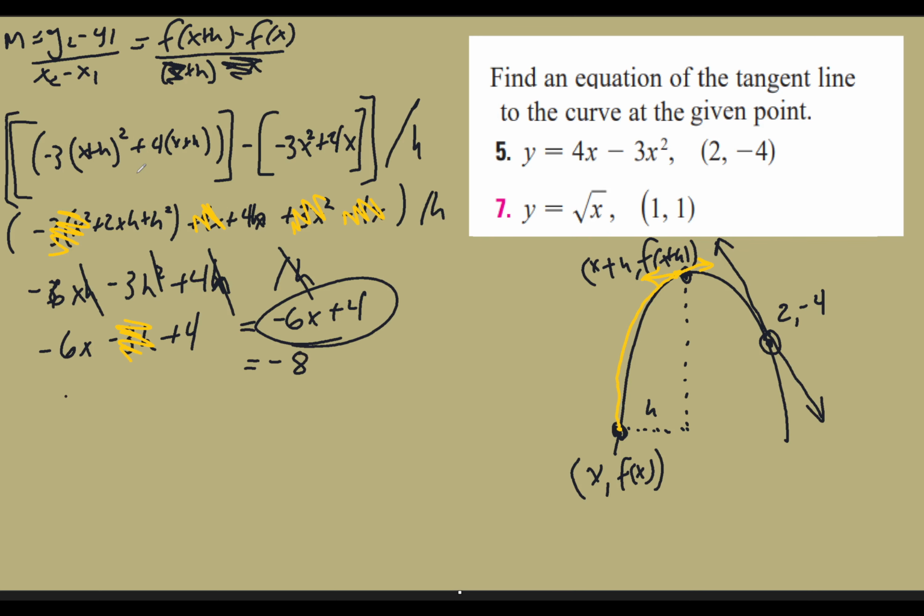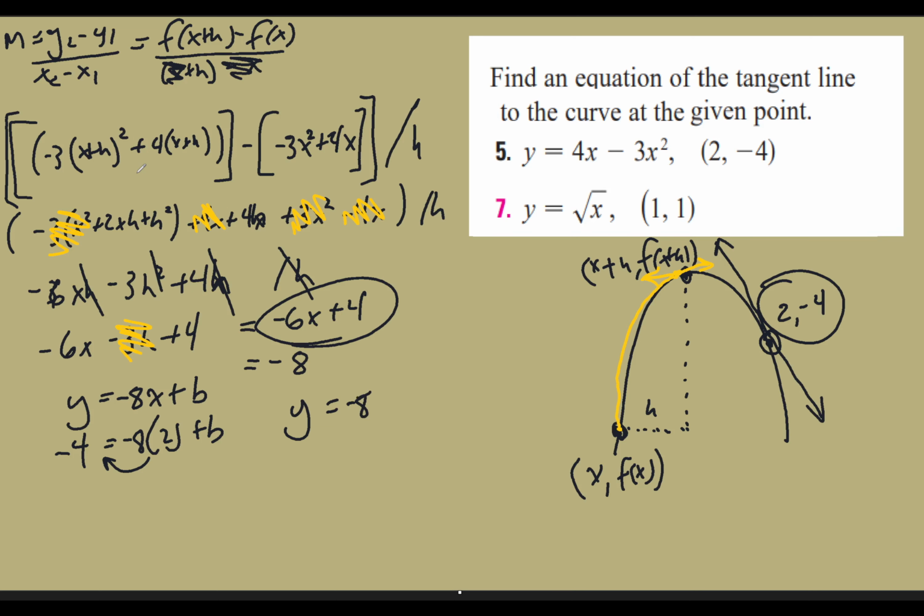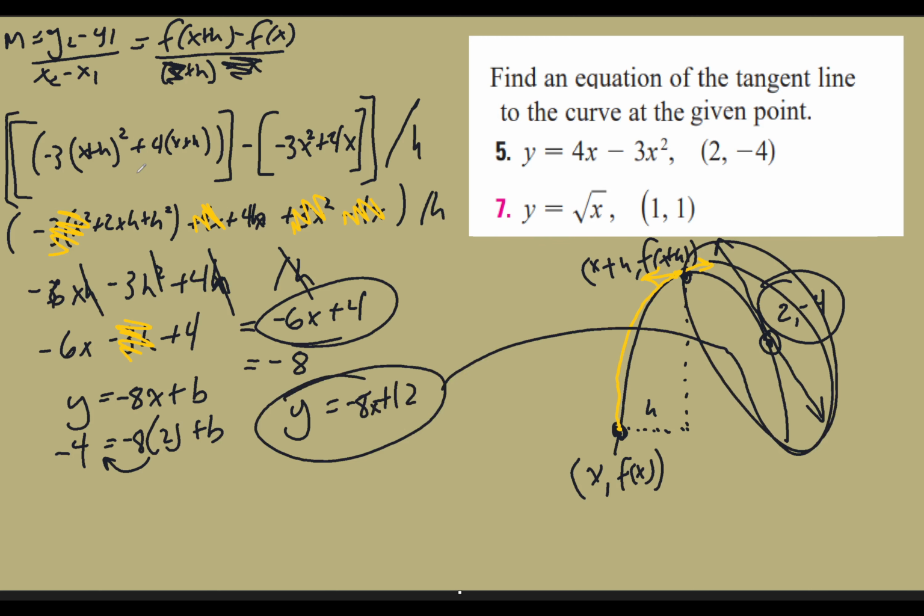So we know that the line, this line, has a slope of -8, and we'll call it y equals -8x plus b. We know the x and y values. They gave them to us as (2, -4). This is the coordinate point they want. -4 equals -8 times 2 plus b. Add the 16 over, and you're going to get b equals 12. So we know y equals -8x plus 12. That's the formula for this line here.